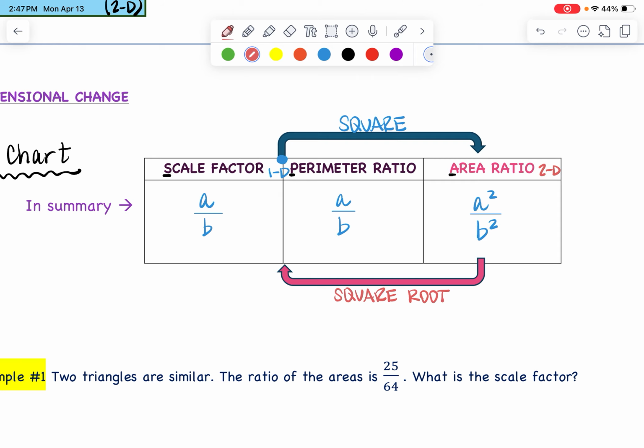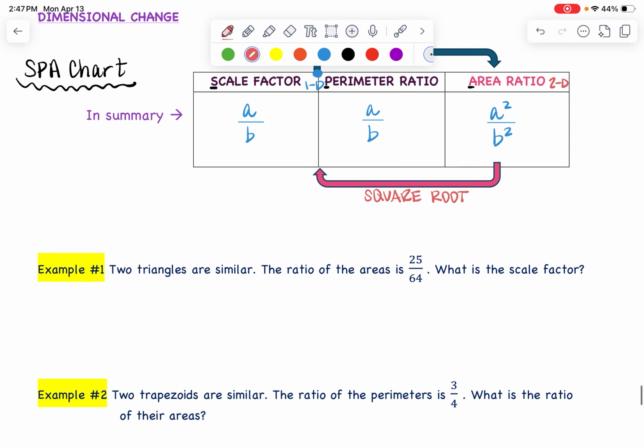If you start in 2D, then you square root to get back to 1D, right? If you're in 1D, you square to hop up to 2D. And that's really all we're learning today, is just making sure that you pay attention to what dimension you're working in, okay? So let's just run through some problems here.